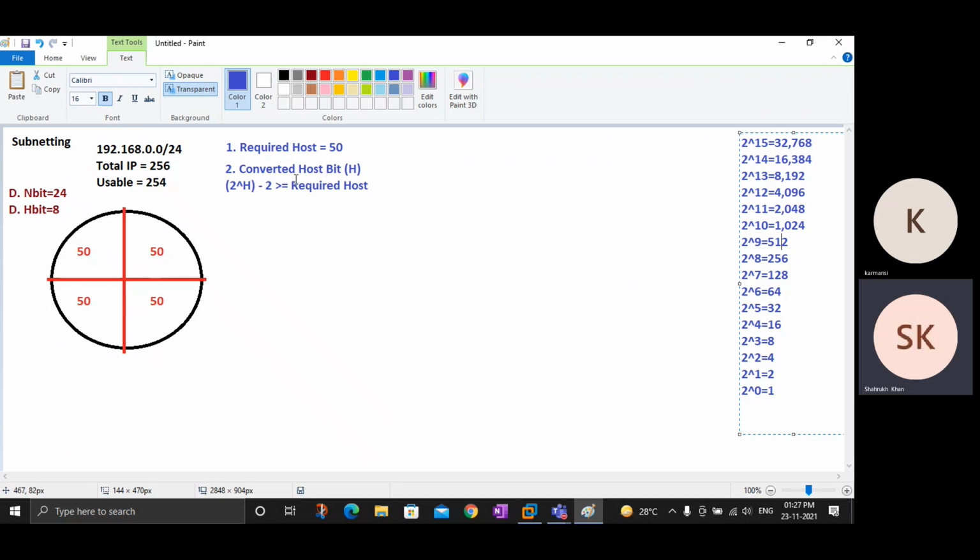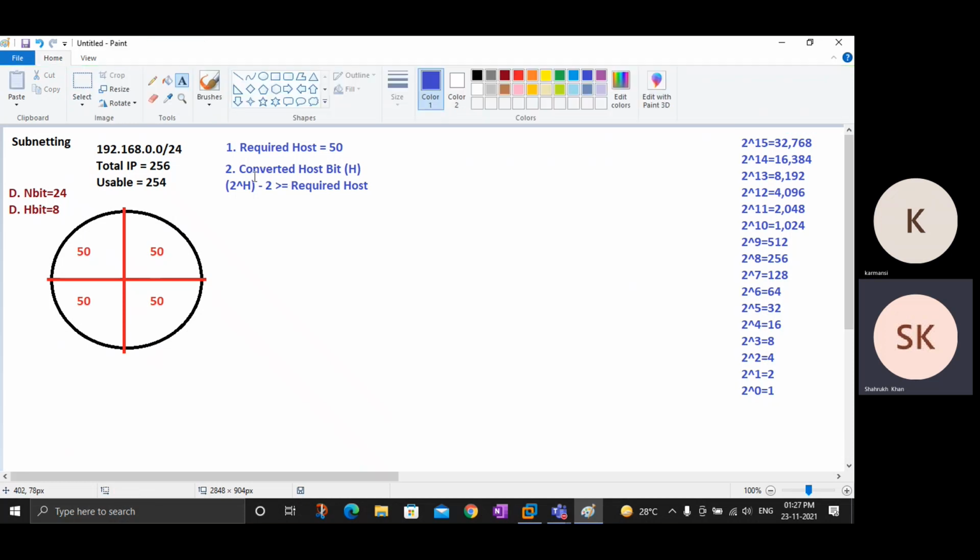Now, how will you calculate the value of h? Just check these values, and in the resultant of these values, check which value is greater than your required host and nearest to your required host. 64. So just take the bit number, that is 6. So here we directly got the value of h, that will be 6.